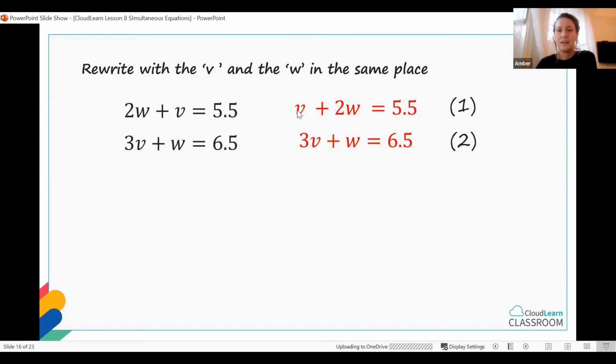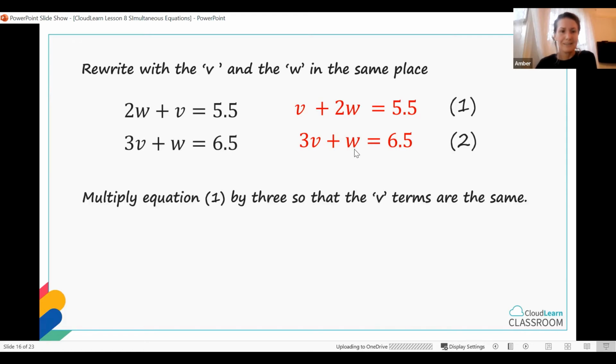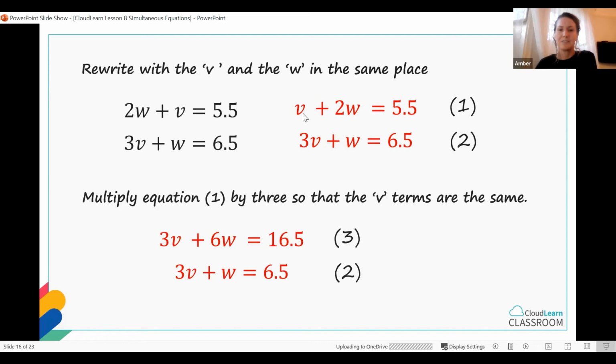So if I wanted to change it so the v's are the same, I would need to take this whole equation 1 and multiply it all by 3 so that I've got 3v here. Or I could choose to make the w's the same by taking the whole of equation 2, multiplying it by 2 and having 2w here. I don't know which one I decided to do when I planned this lesson. It seems I planned to multiply equation 1 by 3, so that's what we'll do. So we're going to take equation 1 and times it by 3.